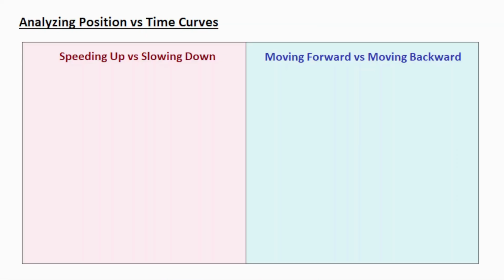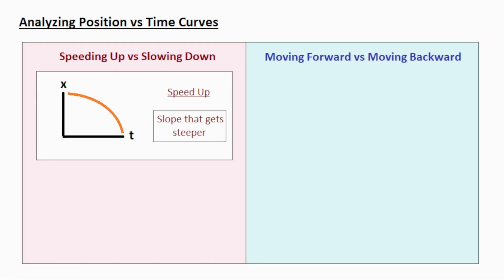The slope represents velocity. This object is slowing down, so I expect the slope to be getting less steep over time. When it comes to analyzing curves on position versus time graphs, I think you want to be really good at answering 2 questions. The first question, does the graph show an object that is speeding up or slowing down? And the second question, does the graph show an object that is moving forward or backward? For speeding up and slowing down, you want to look at the slope.